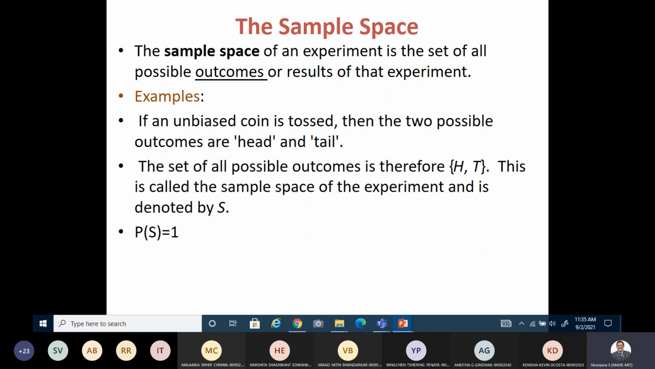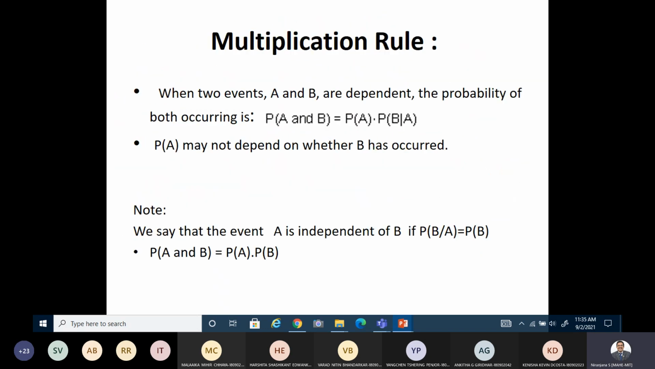This event you also studied, so I'm not going to define it. Just go through it. I think all of you are aware of this rule, right? This is a very important rule. We call it the multiplication rule. I think all of you are aware of this.